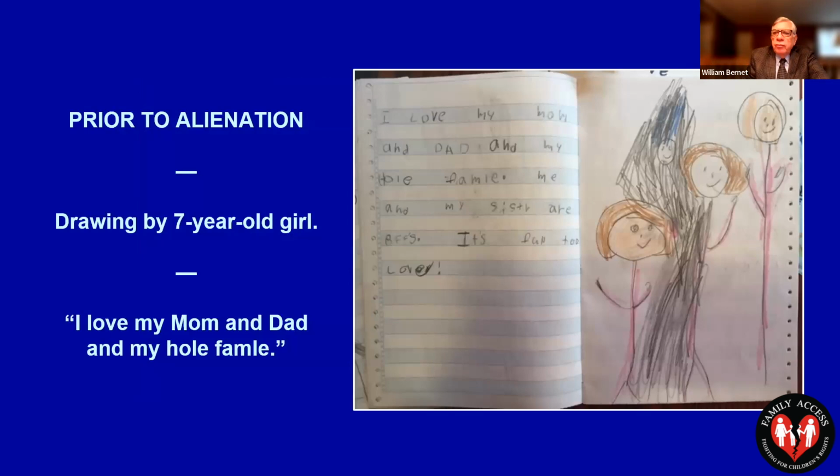So let's walk through this. The beginning is normal. At age 7, she seems to have a good relationship with both mom and dad. And here's a little something she drew: "I love my mom and dad and my whole family. Me and my sister are best friends, BFFs, best friends forever. It's fun to love." I mean, that's an amazing positive comment about her family. And she draws a picture of herself and her mom and her dad. And then it looks like that's her sister.